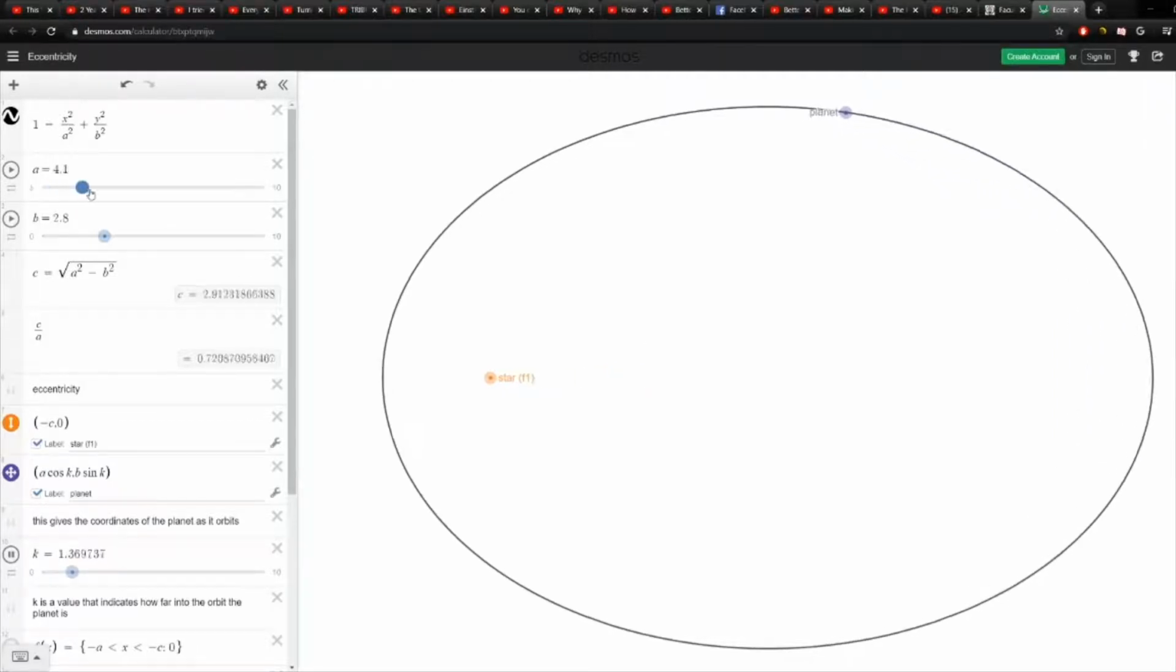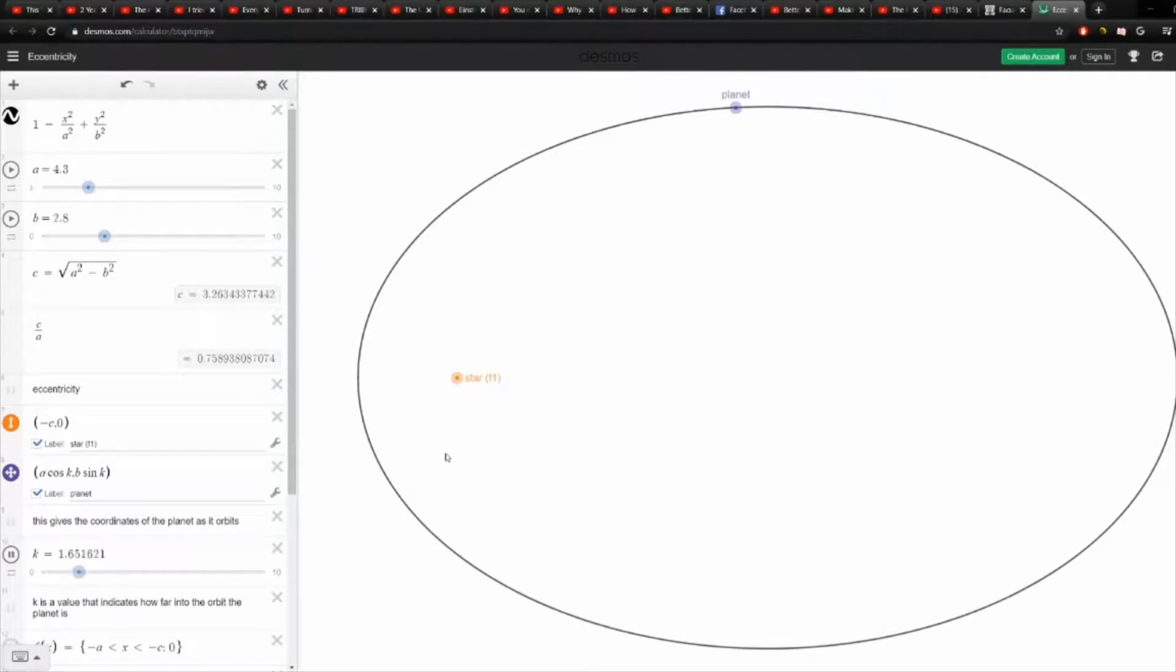So pretty much we're just looking at this point of a star, right? When we're looking at the focus. Okay. Yeah. So we assume that the star is the center of mass. It is on the focus.